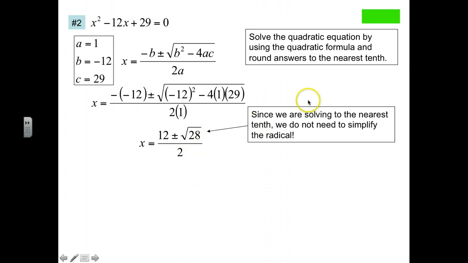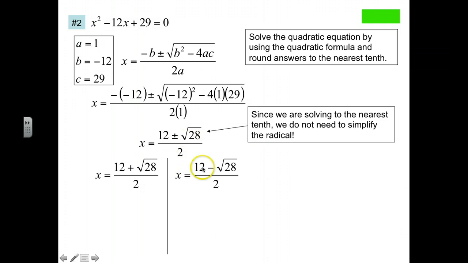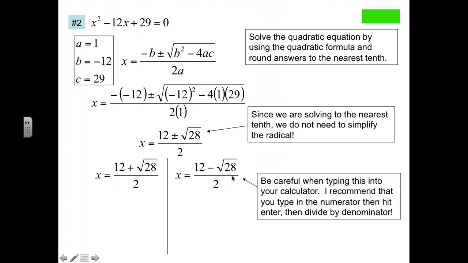Since we are solving to the nearest tenth, we don't need to simplify the radical. So remember, it's 12 plus or minus, so I can branch this off. This becomes 12 plus the square root of 28 over 2, or 12 minus the square root of 28 over 2. Be careful when you're typing this in your calculator. I suggest that you use control division, entering everything on top and everything on the bottom.